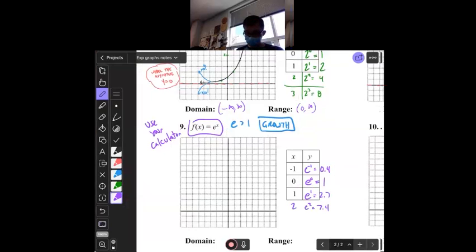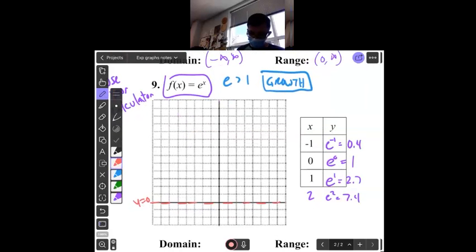Okay. Asymptote is still 0. Dashed line. Negative 1 was 0.4-ish. 0, 1. 1, 2.7. 5, 6, 7. 7.4 there. There's only 4 points I could fit. What does an exponential function look like? Growth looks flat on that left side. Sharp curve as we head off to the right.